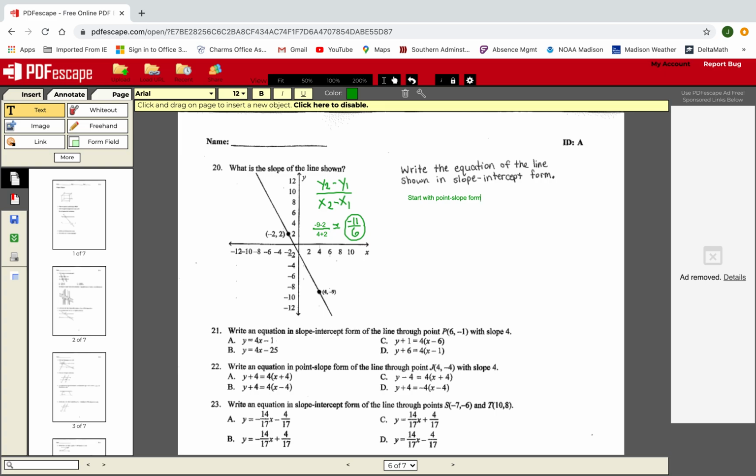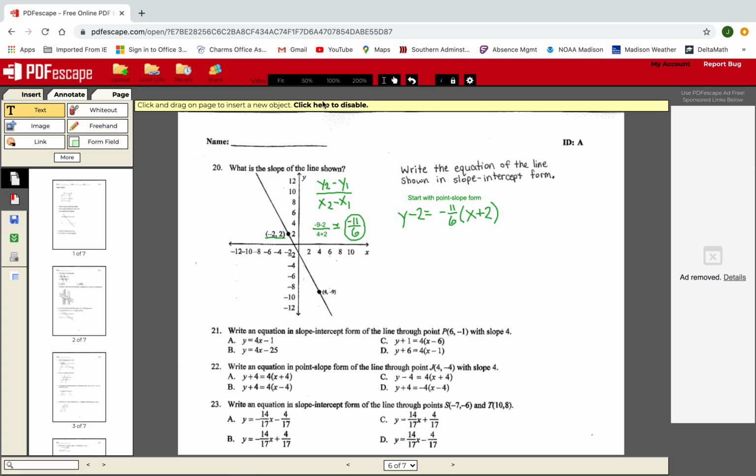Okay, so starting with point-slope form, I'm just going to take this first point here. Point-slope form is y minus y1. So I've got y minus my y value right here, which is 2. So I've got y minus 2 equals my slope, which is negative 11 over 6, times the quantity x minus x1. So I've got x minus my x value. Notice my x value here is negative 2, minus a negative, same thing as plus, so I end up with plus 2 right there. All right, now I need to solve this for y to put it in slope-intercept form.